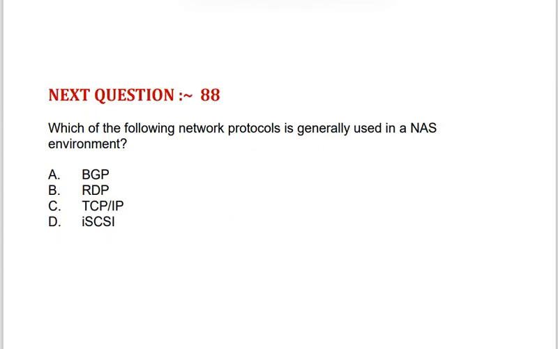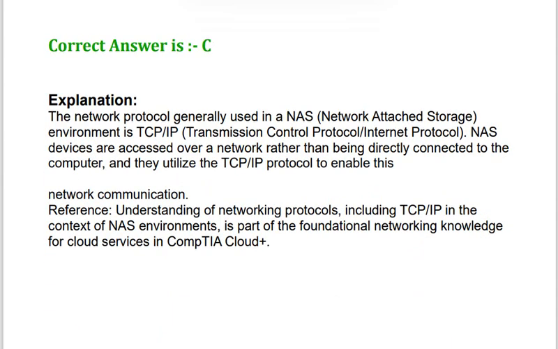Question is, which of the following network protocols is generally used in a NAS environment? Option A, BGP. Option B, RDP. Option C, TCP/IP. Option D, iSCSI. Correct answer is option C.